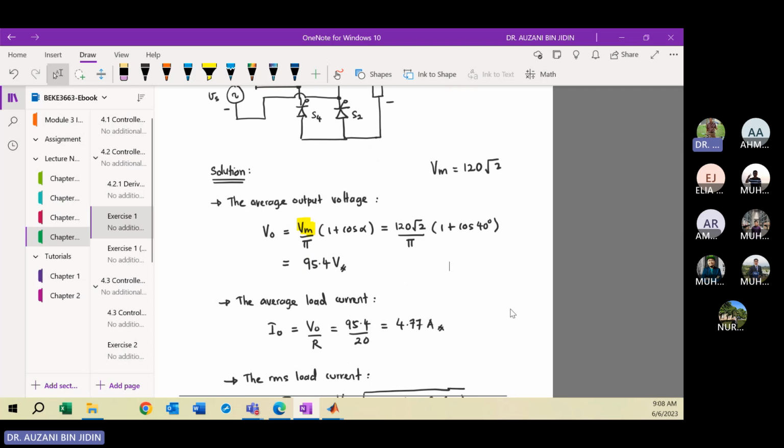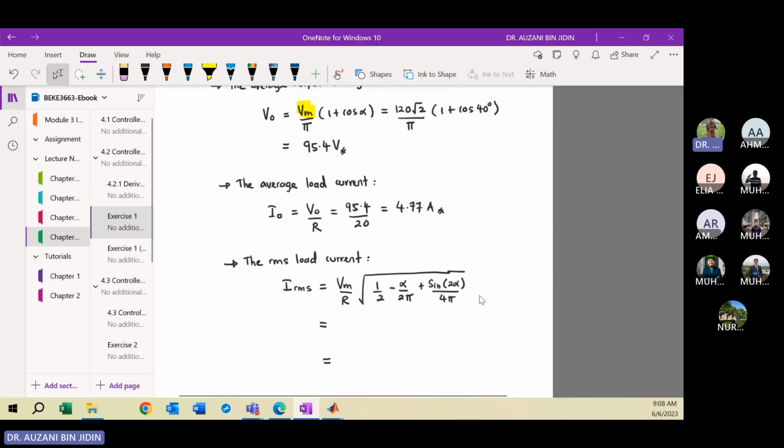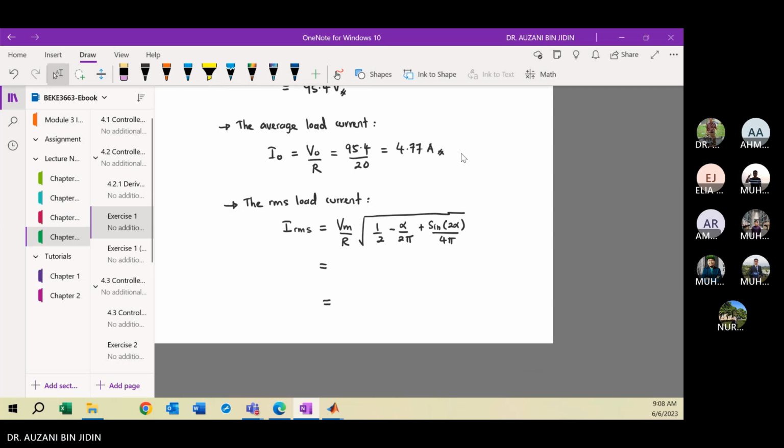Then you get the output is 95.4. The current, just divide by R, because in this case we apply only R load, where R is 20 ohm. Okay, clear? Then to calculate the RMS current, VM is 120 in RMS, so you multiply by square root of 2 to get the peak VM, divide by R, where R is 20 ohm. Then square root of 1 divided by 2.